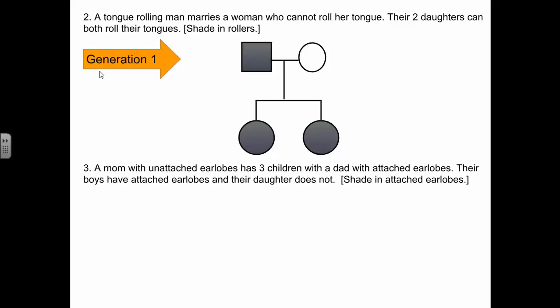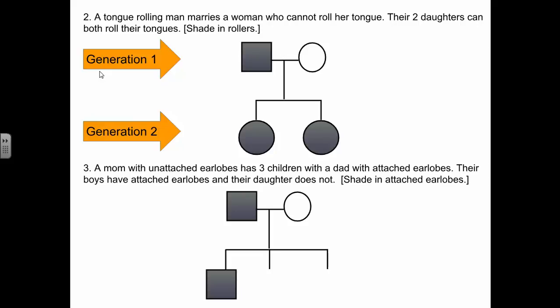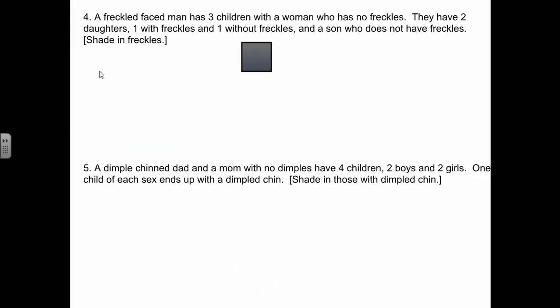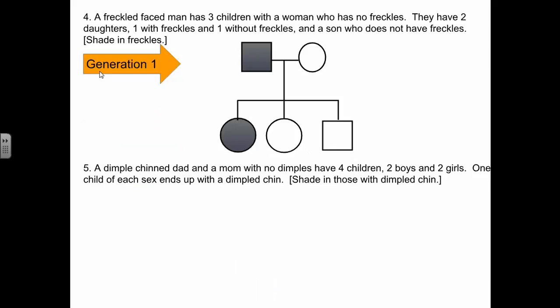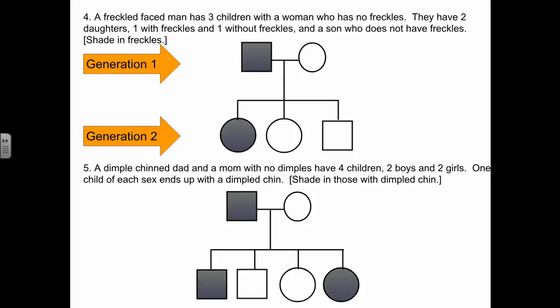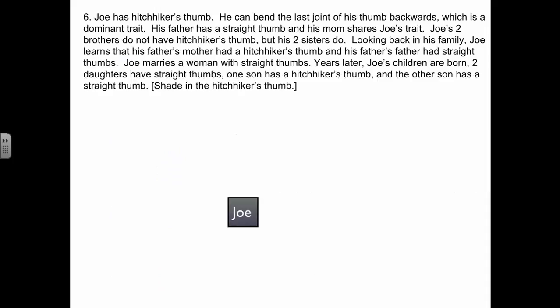All right. Mom with unattached earlobes. There's a child with dad with attached. 3 children. Their boys have attached. Their daughter does not. Got it? Too easy? Yeah. All right, we'll skip this slide then. If you feel confused at all, you can do this and I'll check it for you, but if you got it, it seems like everyone does, we'll skip to this.